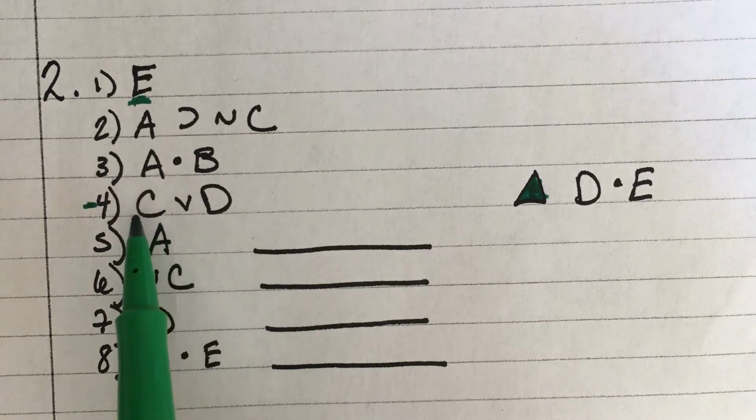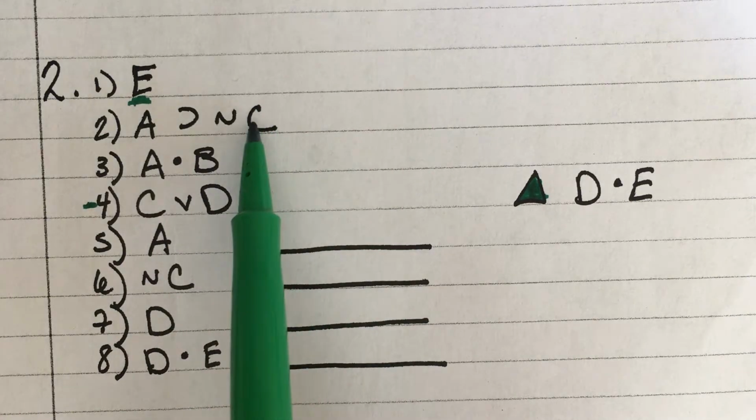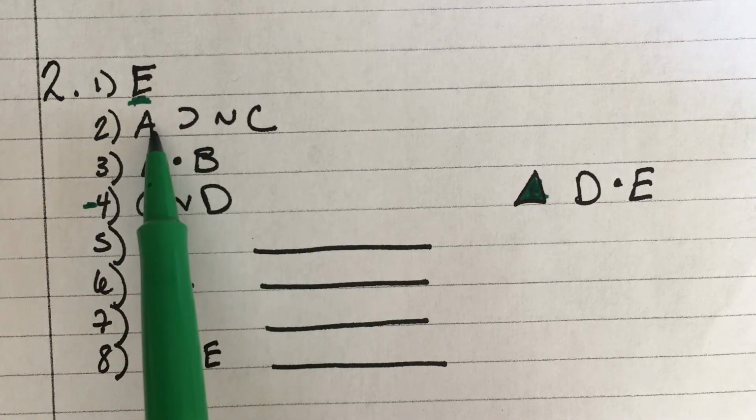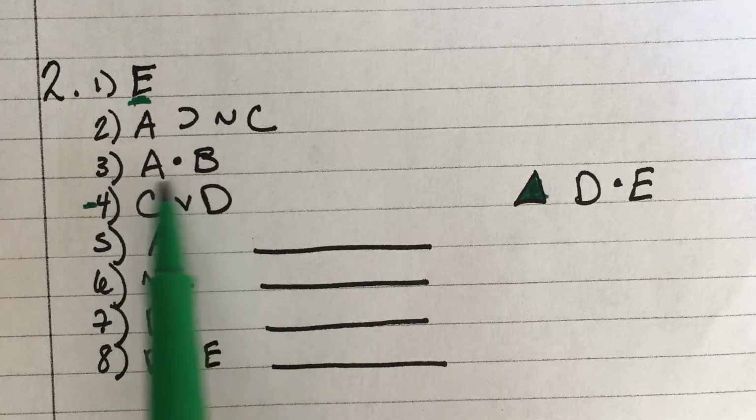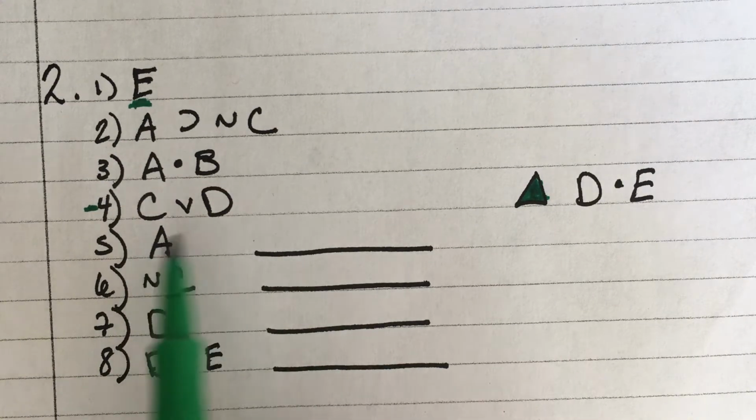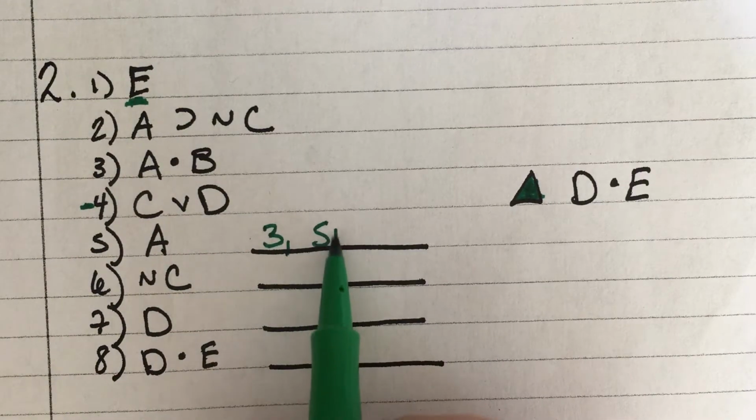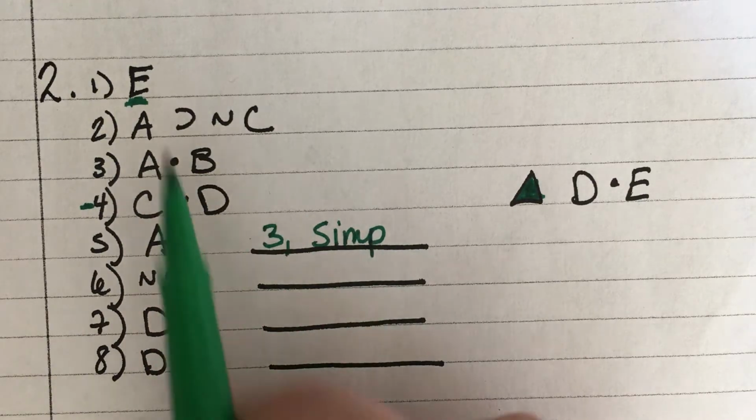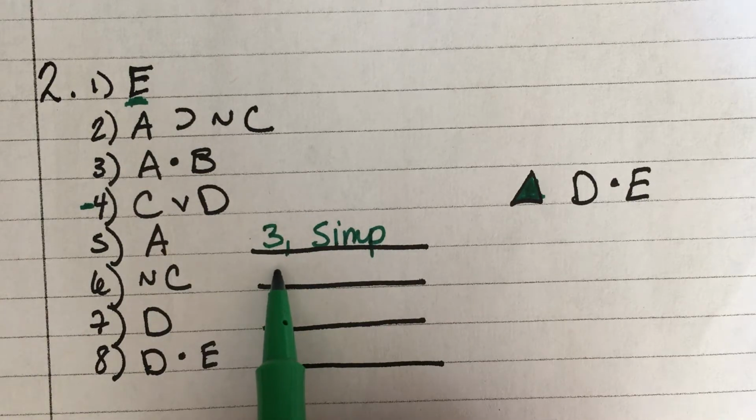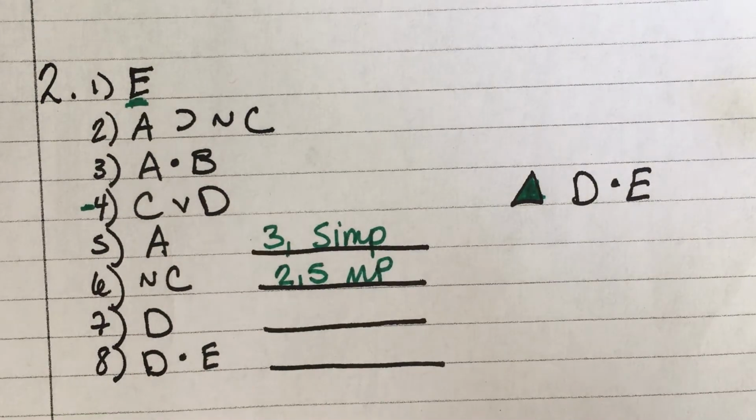So how can we get not C? Do we see not C anywhere in there? Yes, we do, right up here. What will give us not C? An A. Looky here. We have an A. It's not by itself yet, so of course we're not allowed to do anything with it. So how can we get A? A is our first step. 3, simplification. Now we're going to get not C. Really simple one there. 2, 5, modus ponens.